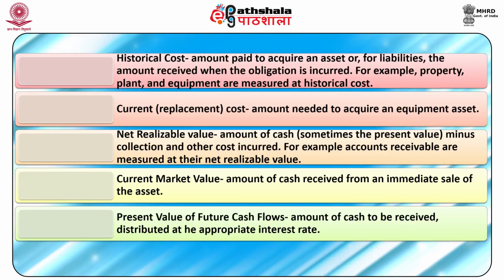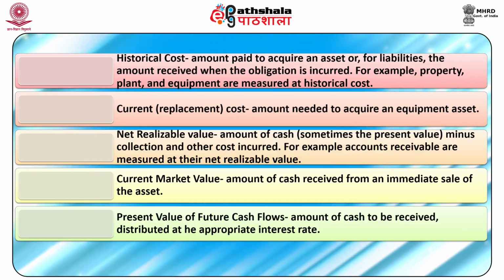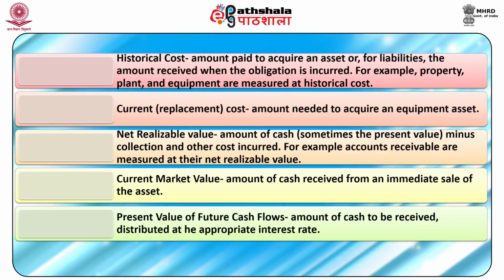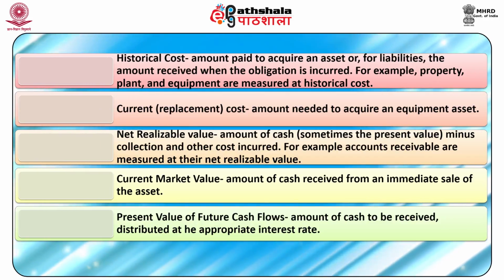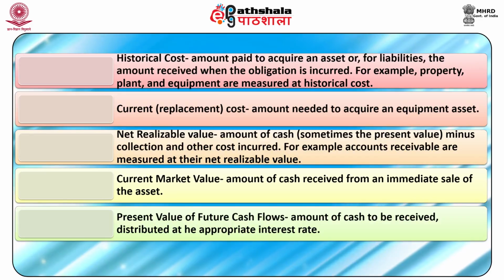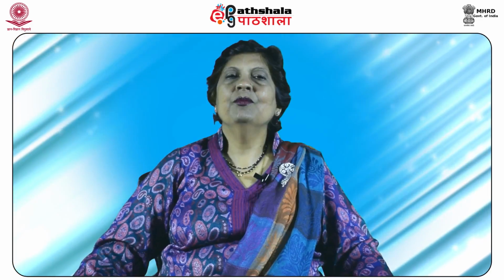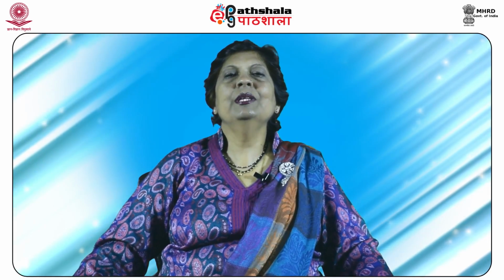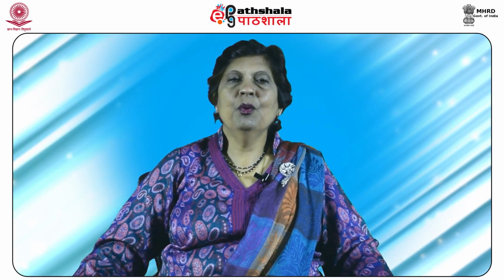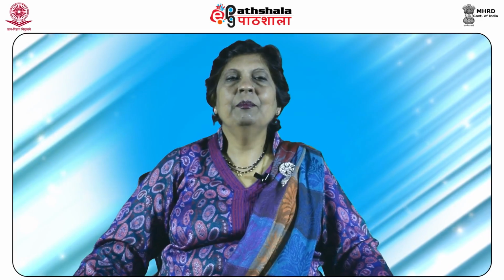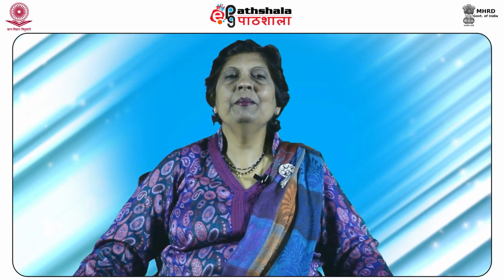4, current market value: the amount of cash received from an immediate sale of an asset. 5, present value of future cash flows: the amount of cash to be received, discounted at the appropriate interest rate. For example, most long-term liabilities such as bonds are measured at the present value of future cash payments.